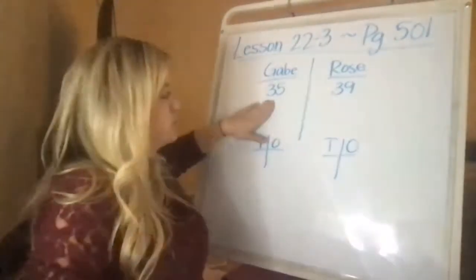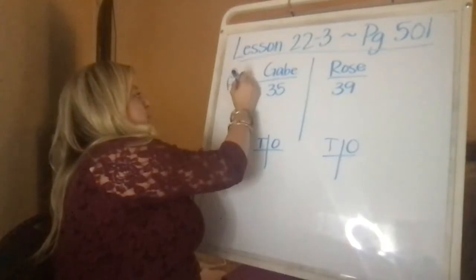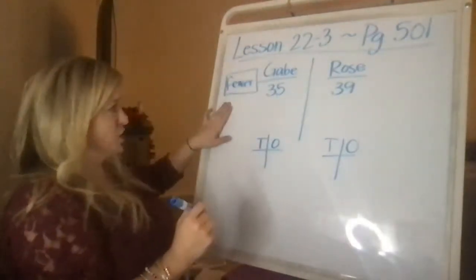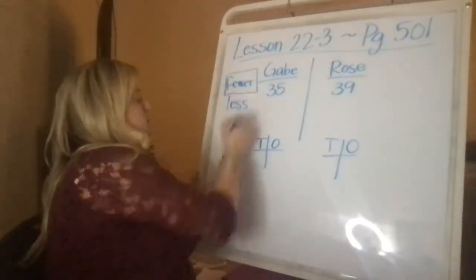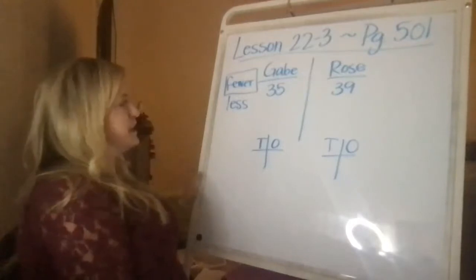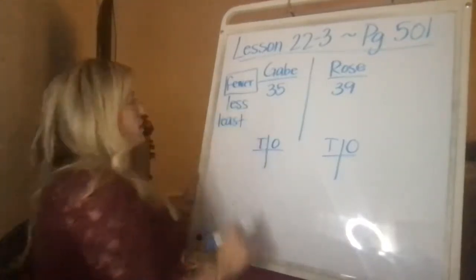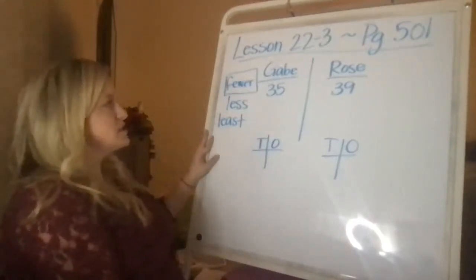So circle the numbers, and then the word clue. What you're looking for today is fewer. Now, I remember you guys said fewer is hard, but fewer just means less. So who has the least amount? Who has less than the other person? So fewer also means less or least.